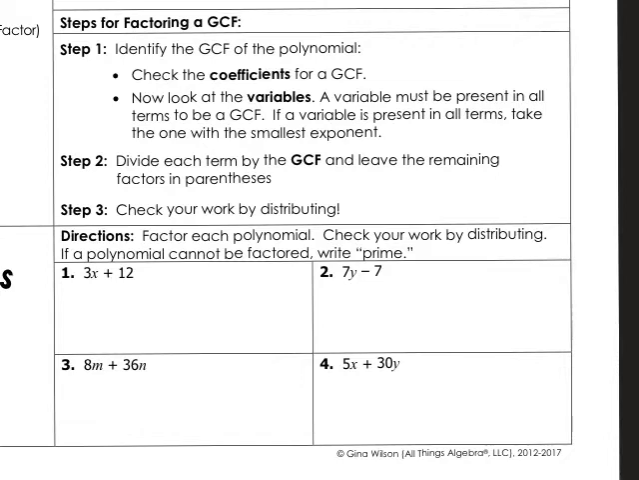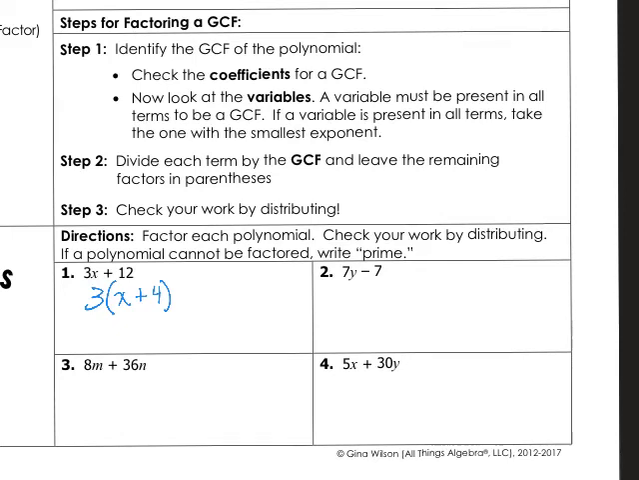So looking at the first binomial, what do these two terms have in common? Well, they're both divisible by 3. I can pull out a 3. Do they both have the same variable? No, they don't. So I can't factor out an x, but I can factor out a 3, which leaves me with 1x plus 4.